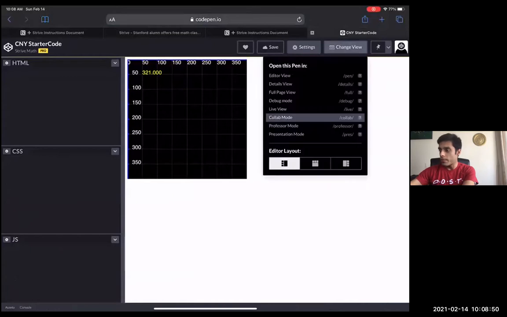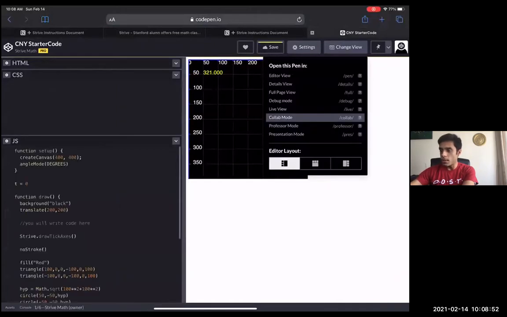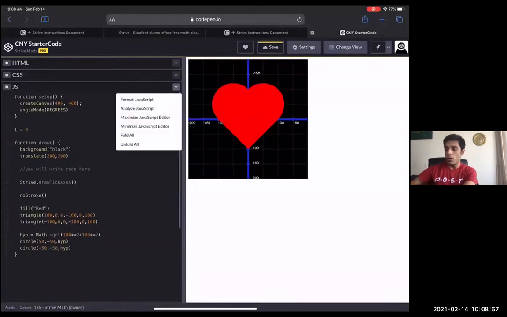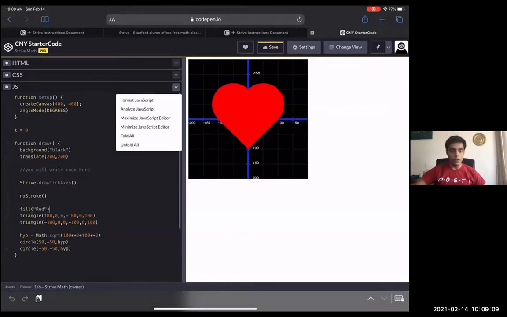Click the leftmost button and then on JS, click maximize JavaScript editor. Your screen should look something like this. Quick poll. Does your screen look like this right now? You should have a heart and you should have tick axis showing.